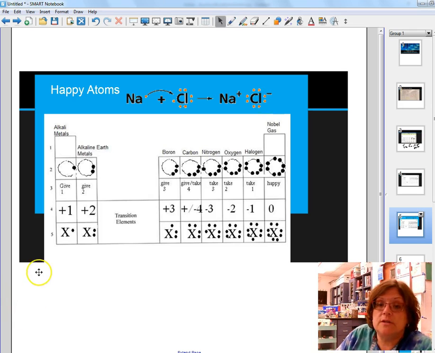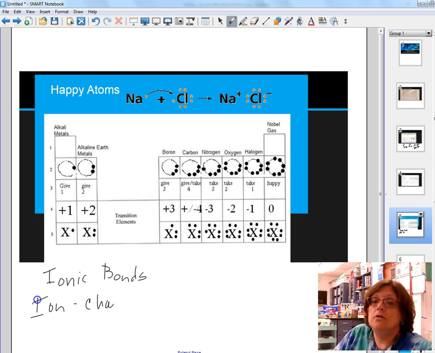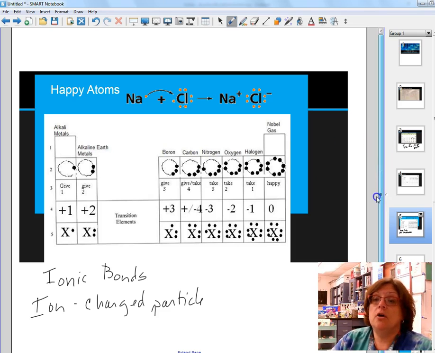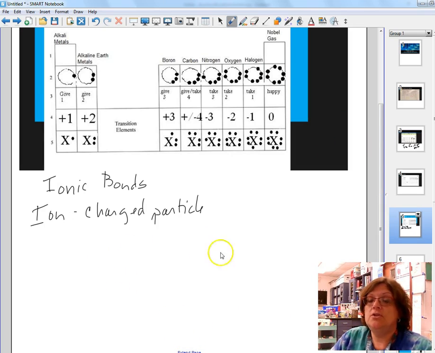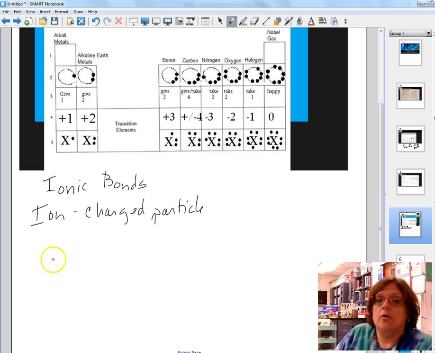Now let's get some terms out here. These are what we call ionic bonds because they form ions. An ion is a charged particle. At one point when I taught junior high, I allowed them all to change that definition in the back of the book to charged atom. But really, it is a particle. I was young. I didn't know any better. An ion is a charged particle.